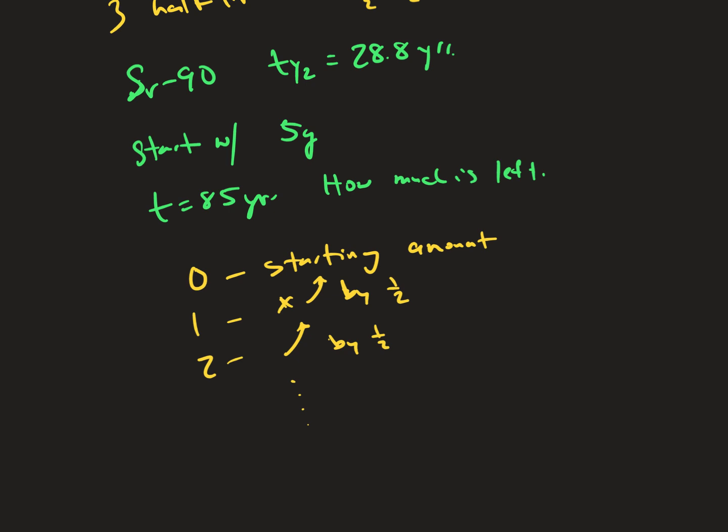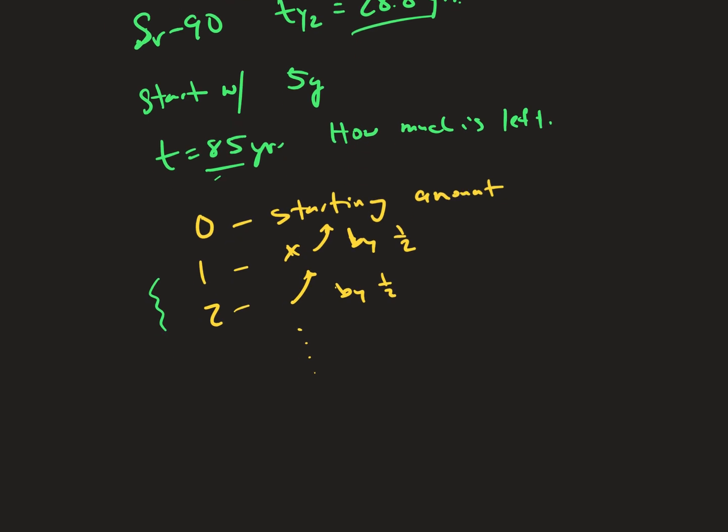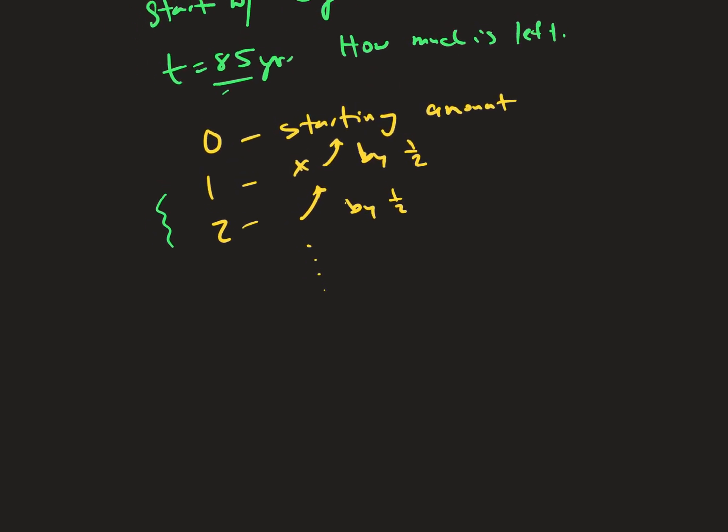Now the question is, how do we determine how many times we divide by 2? Well, let's see. If 85 years goes by, how many half-lives is that? Can you figure that out? 3? How did you figure that out? 85 divided by 28.8. Does that make sense, guys? 3 half-lives fit into 85 years. And it's always going to be a perfect, nice number, guys. We're going to keep it simple.